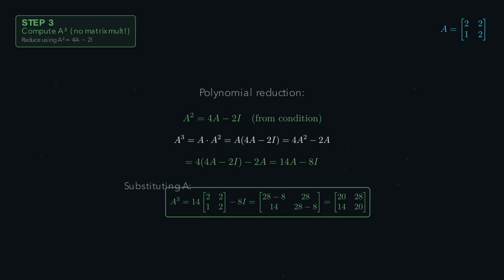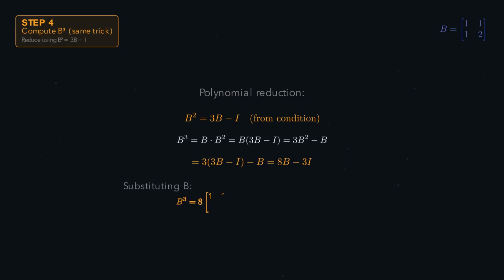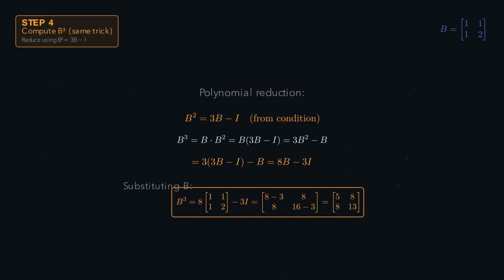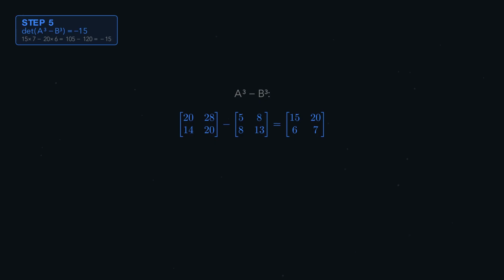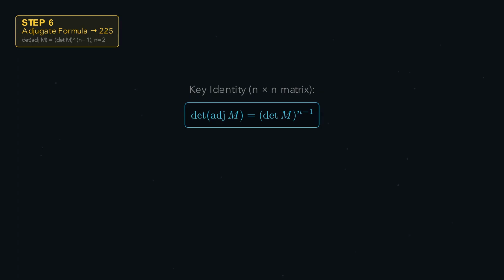Its determinant is 15 times 7 minus 20 times 6. That's 105 minus 120, which equals negative 15. Here's a crucial identity for any 2 by 2 matrix. The determinant of its adjugate equals the determinant of M raised to the power n minus 1. Since n equals 2, that's just negative 15. Squaring gives us negative 15 squared, which is 225. That's our answer, 225. Notice how the structure of the problem made each step almost mechanical once you saw the eigenvalue connection.